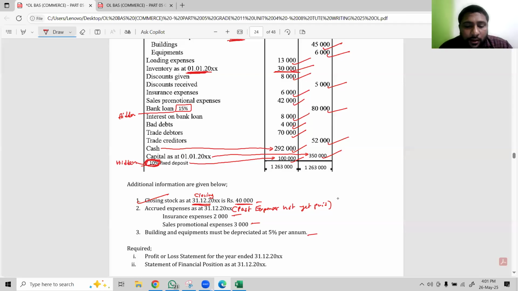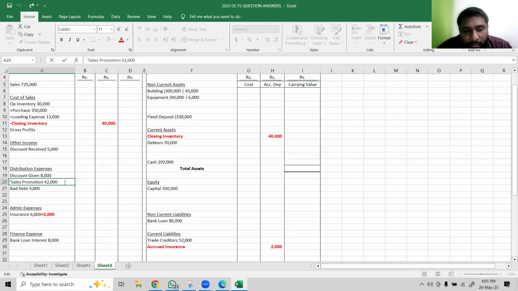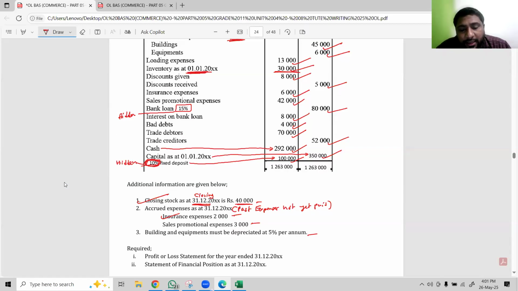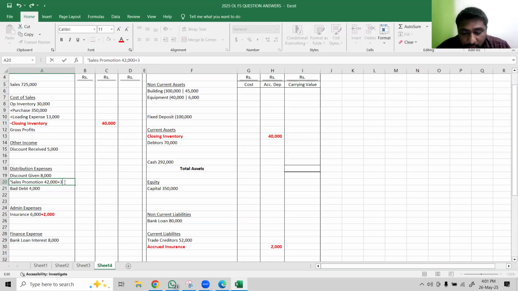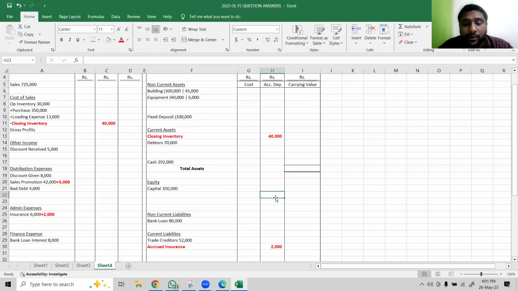Okay. Next one, accrued sales promotion. The sales promotion we have here is 42,000, just the paid amount. Not yet paid, another 3,000 is there. So do remember, people, in the trial balance we generally have the expenses' paid amounts, the amounts that have been paid, not the total amount. So here it is sales promotion expense payable or accrued sales promotion expense, whatever.